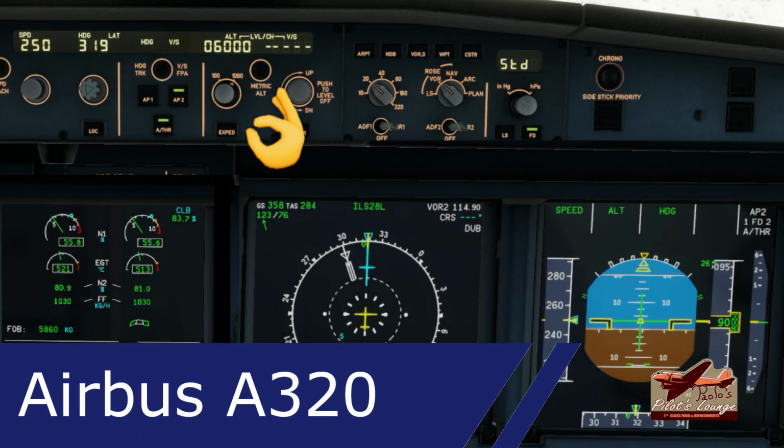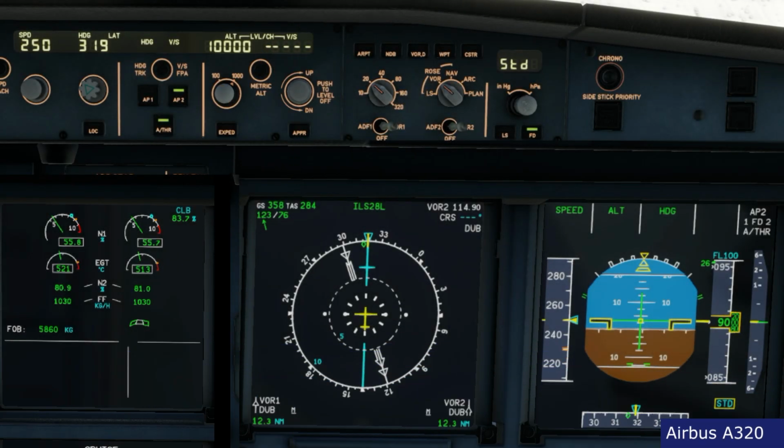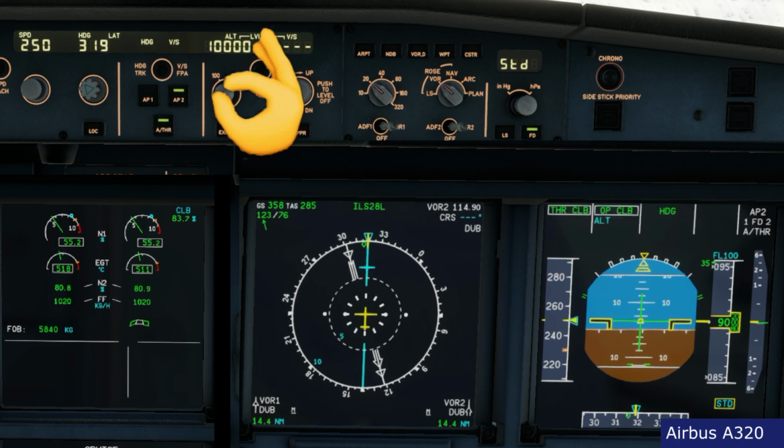I select a higher altitude, flight level 100, and I go into the open climb, which corresponds to the level change. Now, the open climb, open descent has exactly the same logic. The system detects if the altitude selector is higher or lower than what I have at the moment, and will determine if we have to go full thrust or idle thrust to produce a climb or a descent.